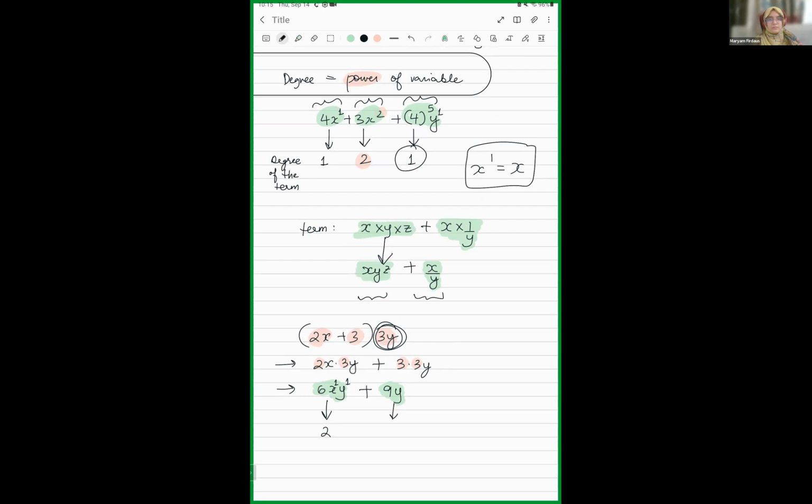Are you saying the power of y? Yes, the degree of this term. It is 1, right? Now let's talk about the degree of the whole algebraic expression.